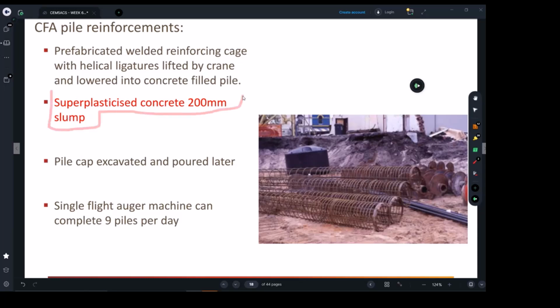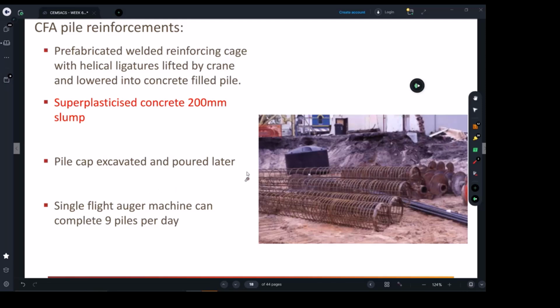But yeah, as the other reason why we use super plasticizers, because remember, we are submerging the cage into the hole. That's why you would need more workable concrete with high viscosity to allow for the cage to get placed inside the concrete.